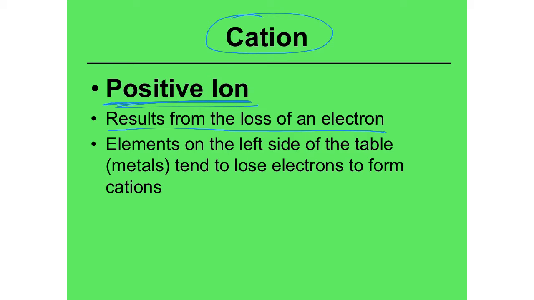And elements on the left-hand side of the table, those would be our metals. When they react, they tend to lose electrons to form cations or positive ions. So let's look at an example.